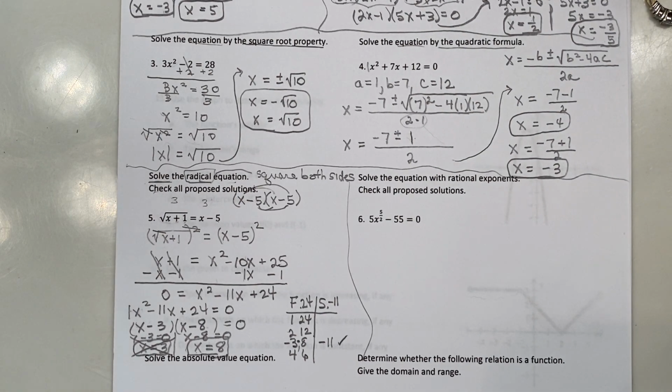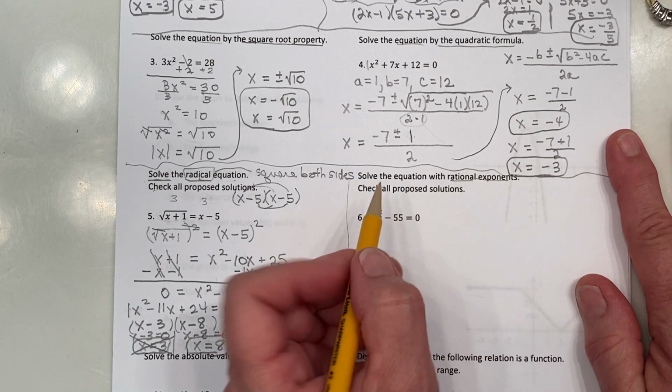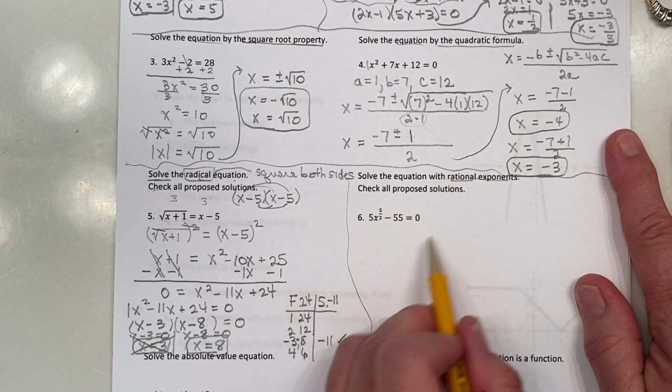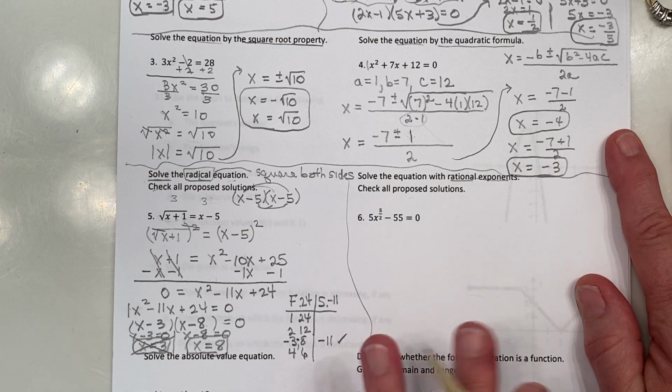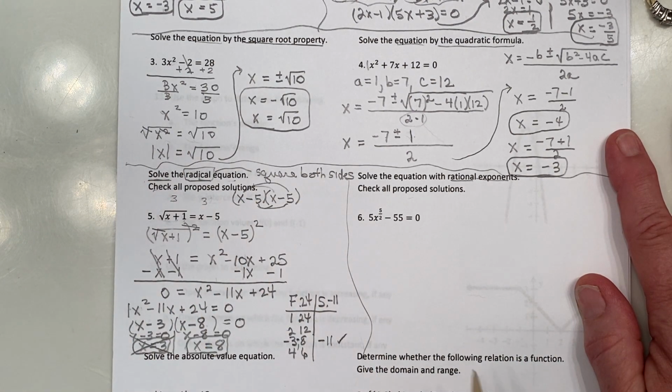All right, let's take a look at 6. It says solve the equation with rational exponents. Check all proposed solutions. Typically, we don't, these usually work out. It's these radical equations that we want to be mindful of checking our solutions.